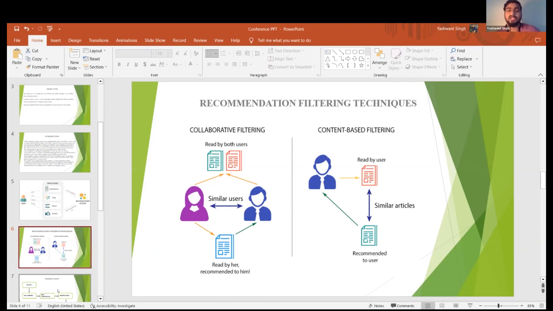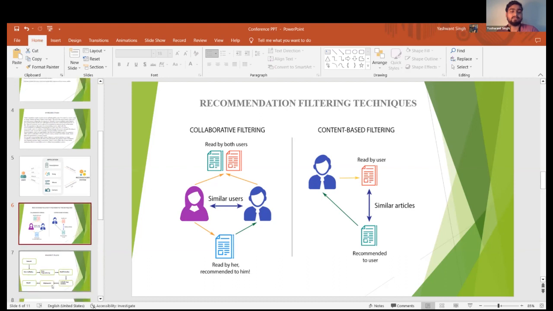So this is what collaborative filtering is, and content-based filtering is based totally on the specific user. Let's say there's one single person, and the suggestions would be made on the basis of his personal history, whatever he has watched or whatever he has bought. So it's totally on that particular user. This is what content-based filtering is. And there's another model which is the combination of both. So this is all about the filtering techniques.